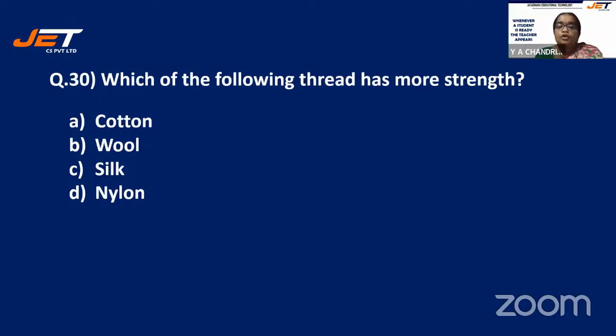Next question. Which of the following thread has more strength? Let us see the answer. It is option D, nothing but nylon. Nylon thread has more strength.